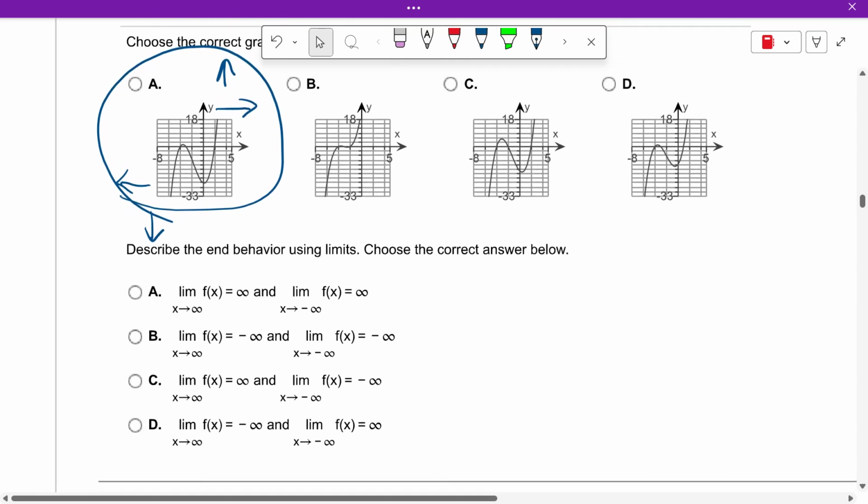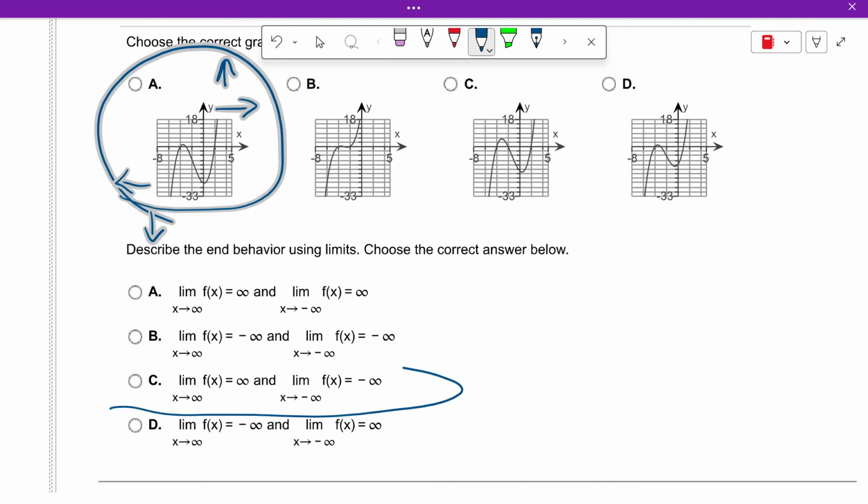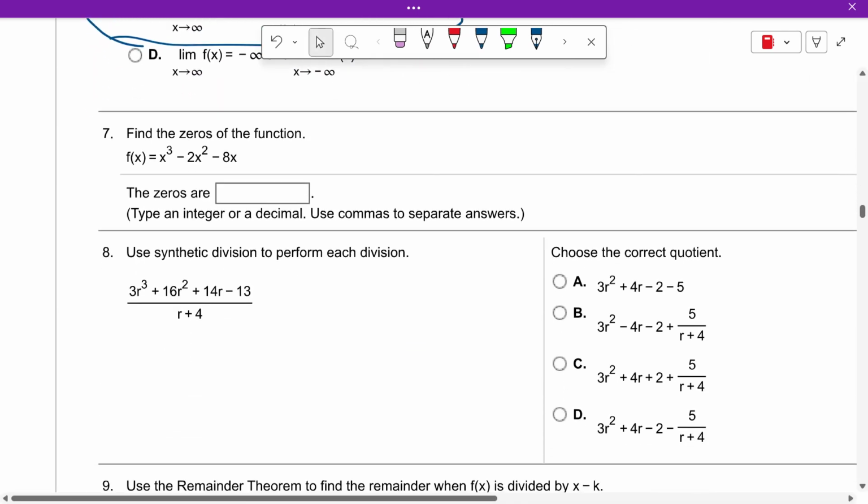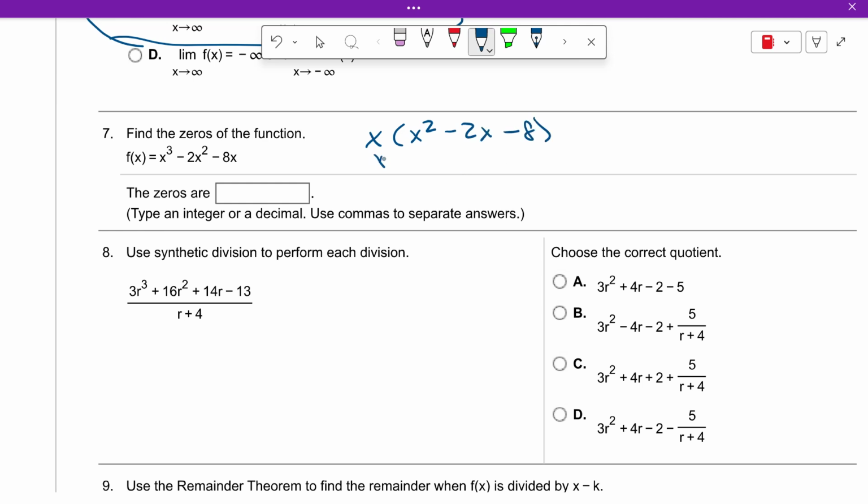So it would be this one right here. As it's going infinity to the right, it goes up towards infinity. As it goes infinity to the left, it goes down towards negative infinity. Okay? The zeros of this function, we can factor this. Take out an x first, and we get x squared minus 2x minus 8, x minus 4, x plus 2. The zeros are 0, 4, and -2.